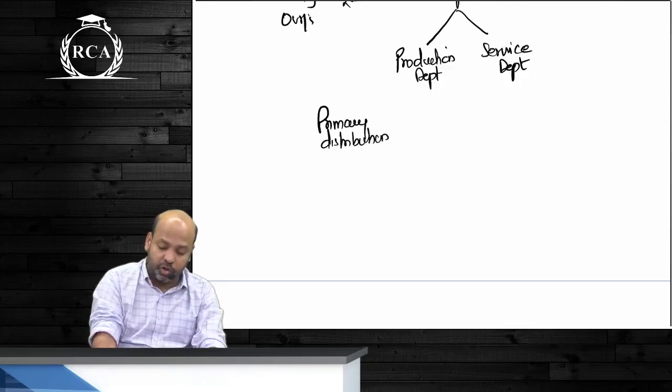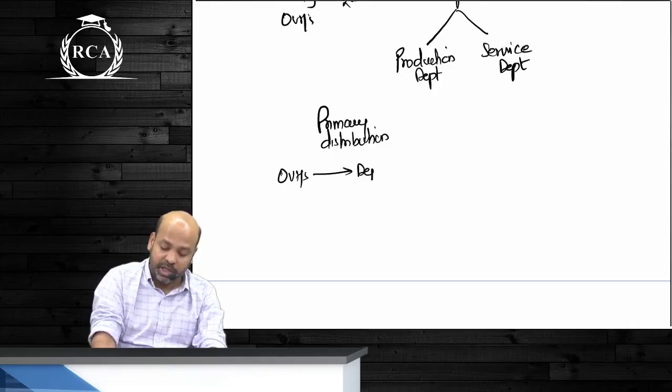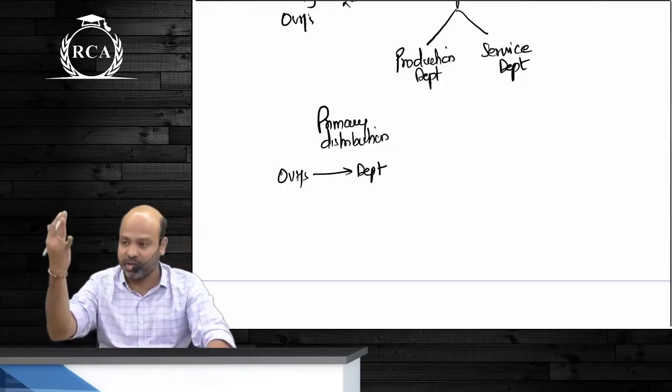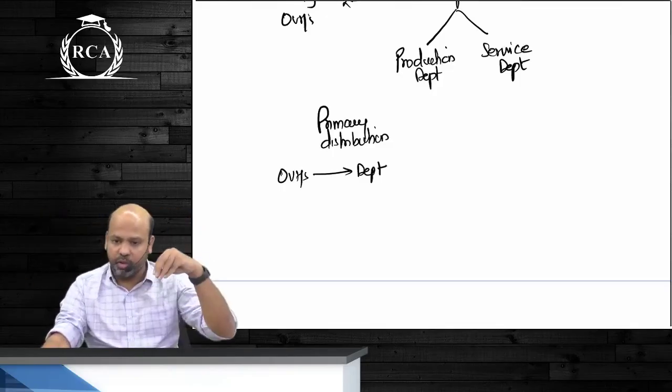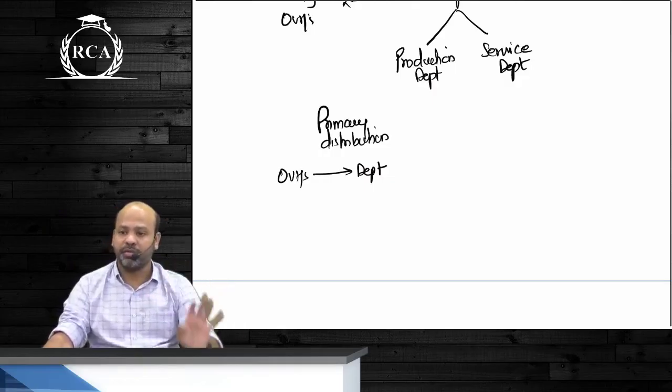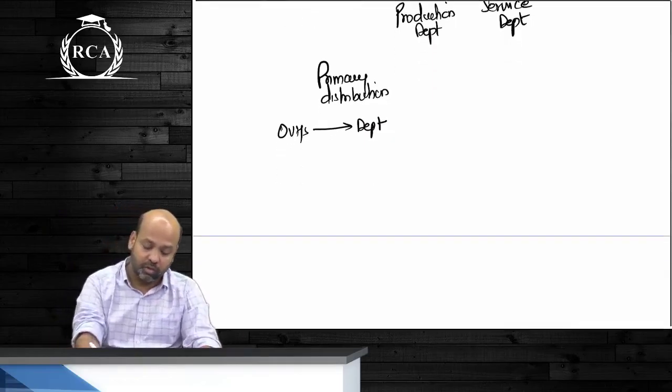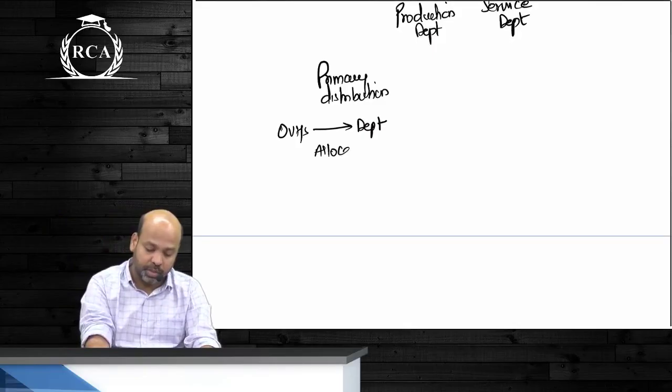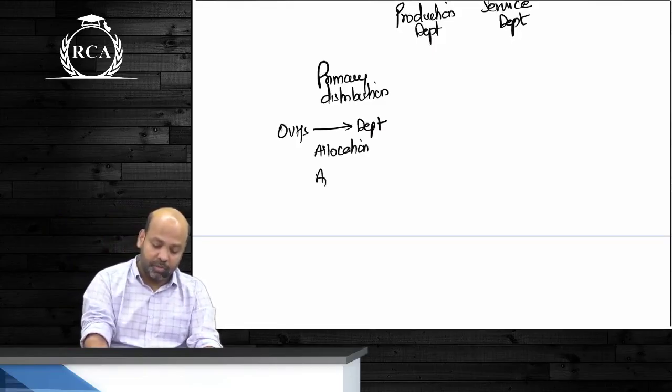Primary distribution of overheads, guys, is overhead allocation to different departments. Whether it is production or service, it makes no difference. We are first going to allocate all the overheads to different departments. This process is also known as allocation and apportionment. Very important that we remember all the terms.